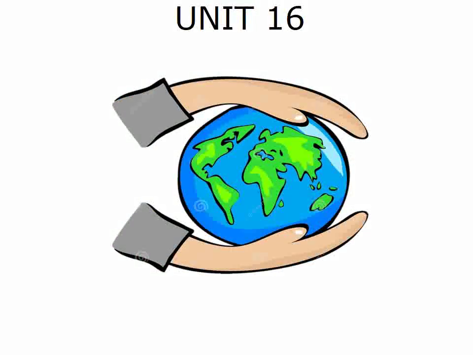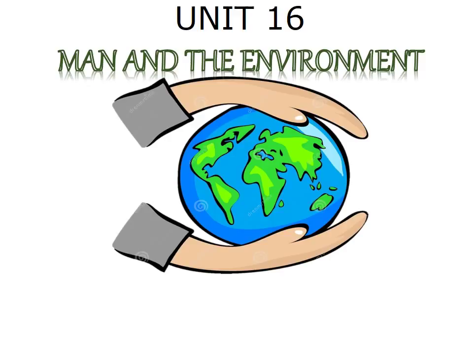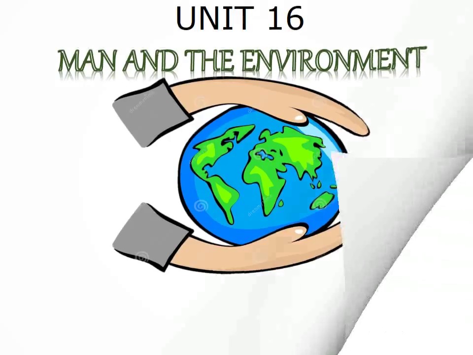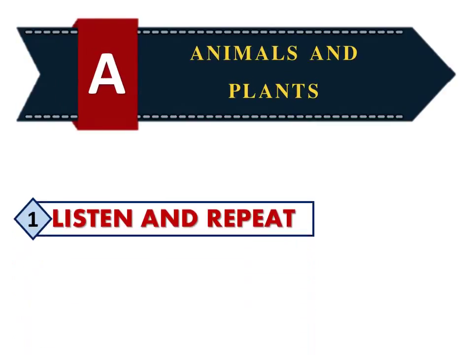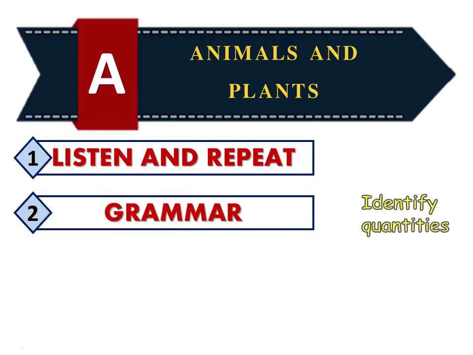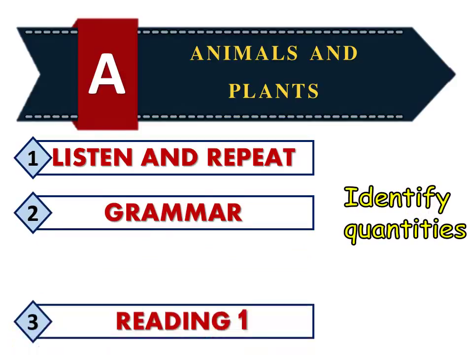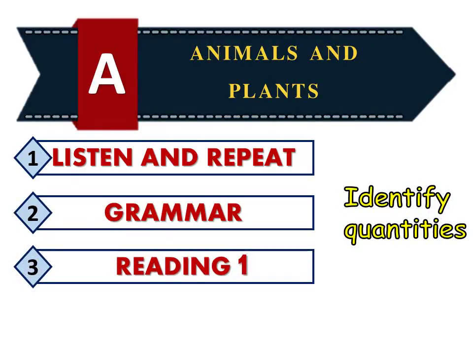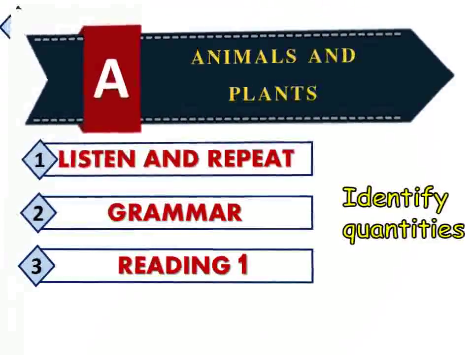Today we are going to learn Unit 16, Man and the Environment. In this lesson, we learn about animals and plants with 4 parts: Listen and repeat, Grammar about identifying quantities, and the last one is Reading. Okay, first of all, let's get started with listen and repeat.